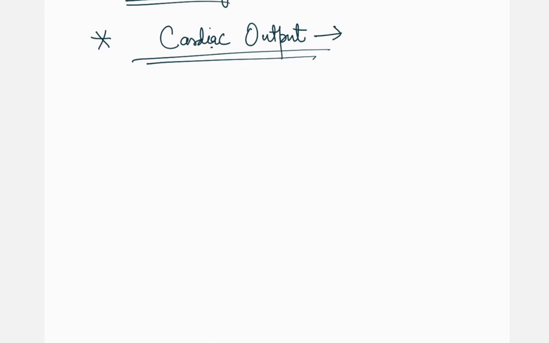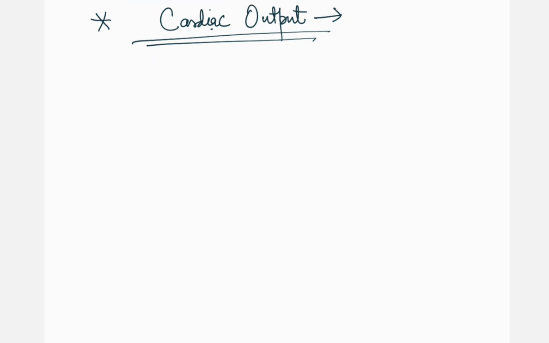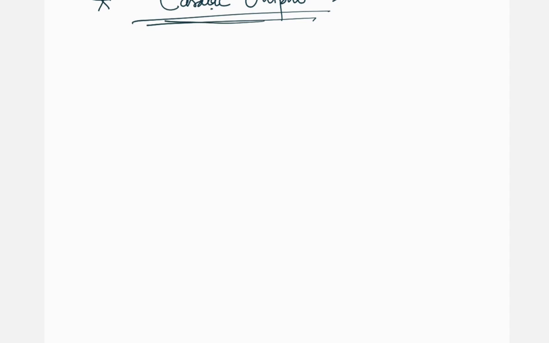This cardiac output is responsible for helping the blood reach all the parts of our body, while the blood delivers oxygen to each and every component of our body. So cardiac output is basically dependent on two components, which are heart rate as well as stroke volume.